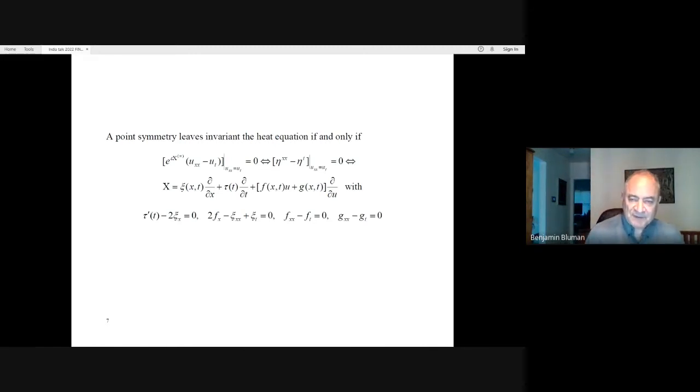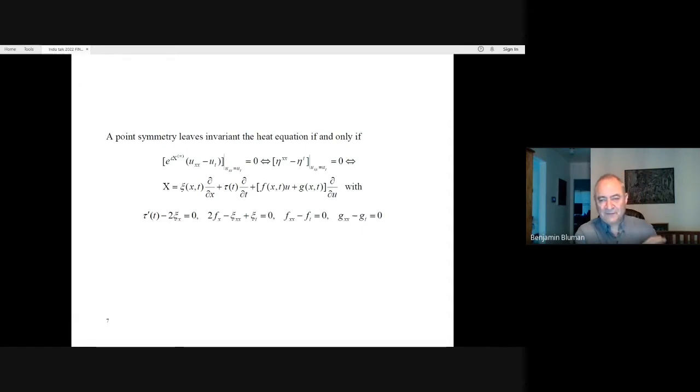So a point symmetry leaves invariant the heat equation if and only if its generator, exponential generator, or the group acting on the equation gives you zero when u satisfies the equation. And that reduces to, from Lie's work, the infinitesimal for the second order derivative with respect to x minus the infinitesimal for the first derivative with respect to t. And that's equal to zero when u satisfies the equation.